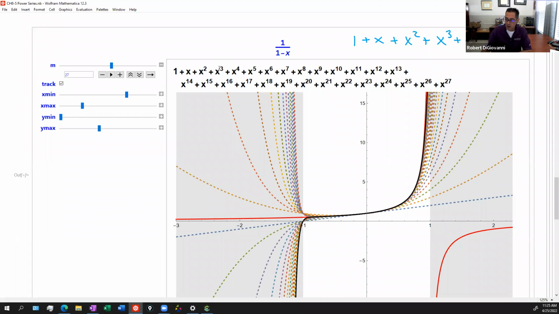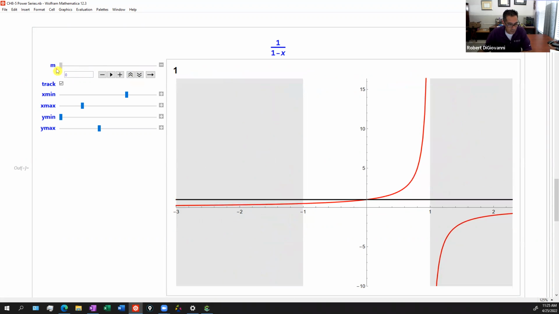formula. All right, let me back my computer up so it's not trying to do this in the background. Okay, that's pretty cool, right?